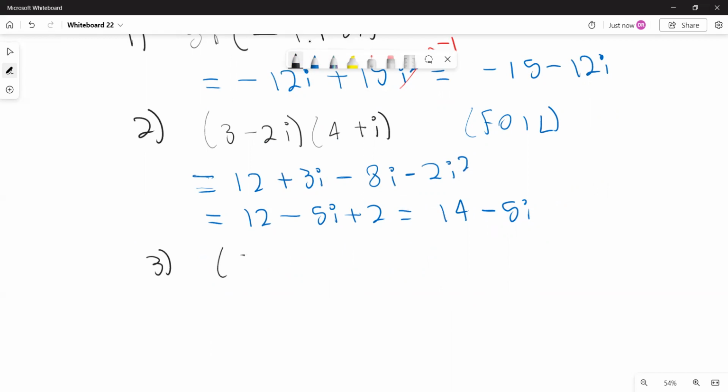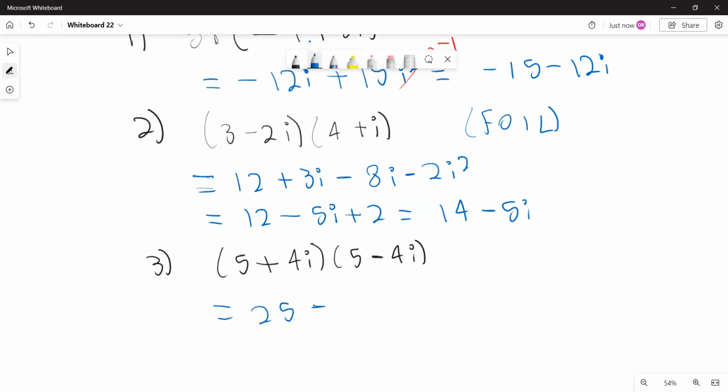We have two complex numbers with equal real parts and opposite imaginary parts. So if we do this by FOIL, we can treat this like the product of a sum and a difference. And we know from basic algebra that this is the difference of squares. If we just FOIL, that's going to be 25.